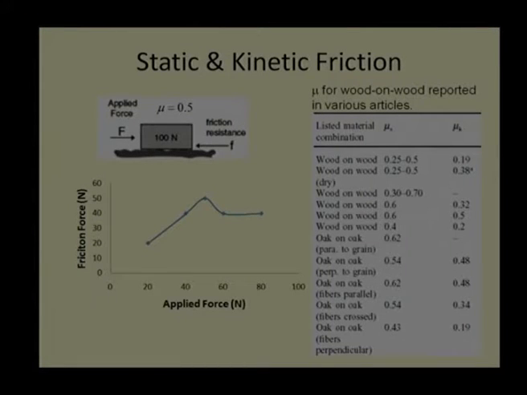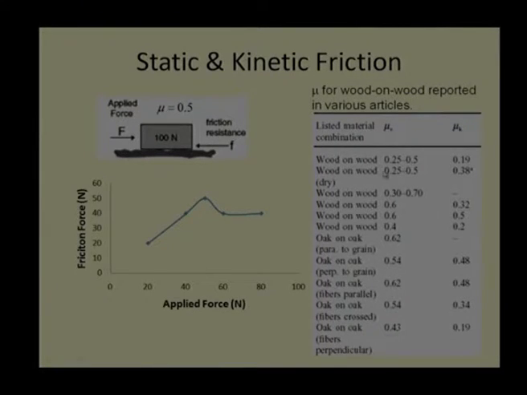Now, this table is shown to indicate that there is a huge variation in static and kinetic coefficient of friction. Mu s here represents the static coefficient of friction, and mu k is the kinetic coefficient of friction. This table has been picked up from one of the books. Here the wood on wood coefficient of friction varies from 0.25 to 0.5, almost 50% variation, and the kinetic coefficient of friction, which has a steady value of 0.19, is much lower than 0.5, or say the intermediate value 0.4, almost half of that.